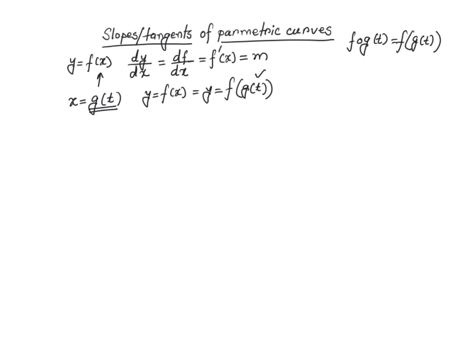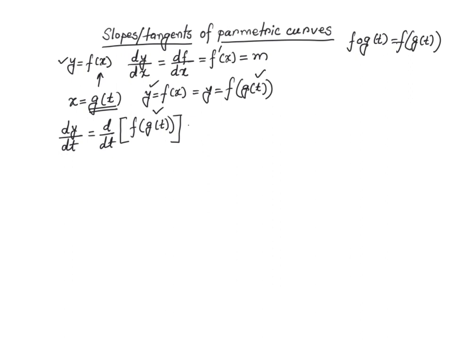Now, in order to find the slope, we need to do the following. We need to take the derivative like the way we did right here. So we are going to take the derivative of y. However, it's going to be with respect to t. So dy over dt is going to be d over dt of f of g of t. Now, this is a function composition, and we could use the chain rule to find the derivative of composed functions.